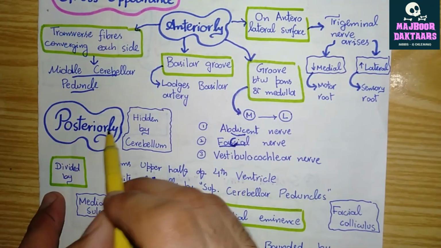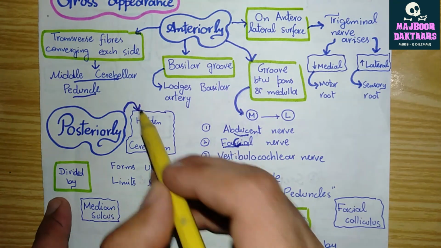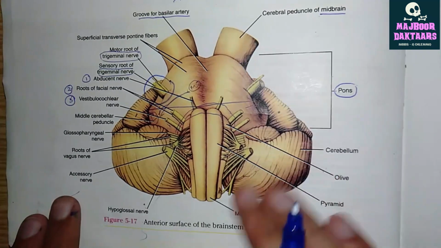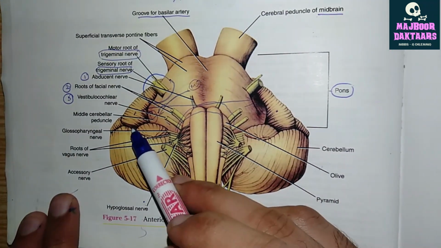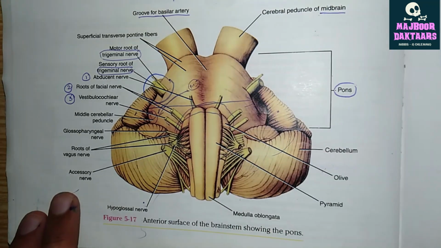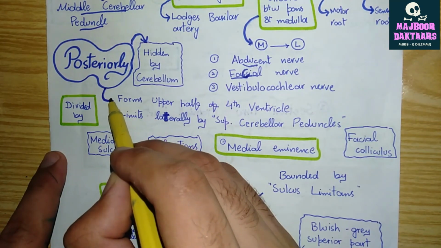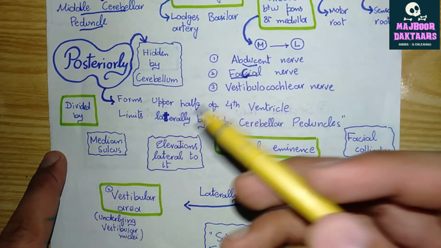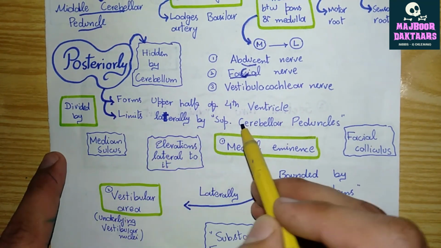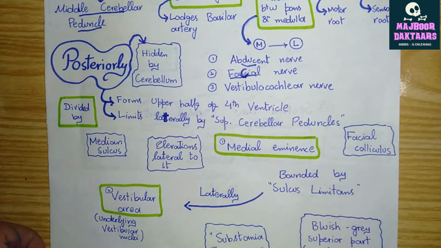Now talking about the posterior view of the pons. Posteriorly, it is hidden by the cerebellum. This one is the anterior view, but we can see that the cerebellum winds around backward and covers its back portion. The posterior surface forms the upper half of the fourth ventricle, which we are going to talk about in a separate lecture, and it is limited laterally by the superior cerebellar peduncle, which we have discussed earlier.